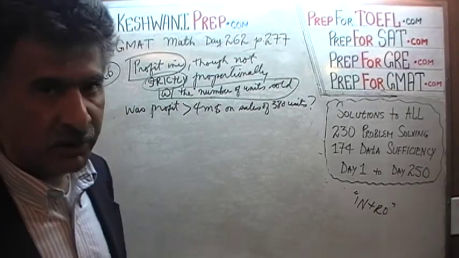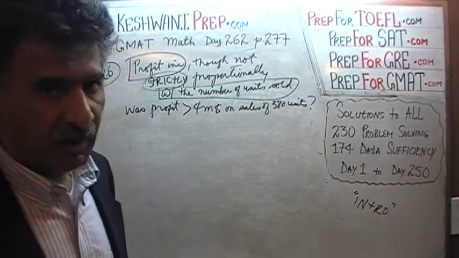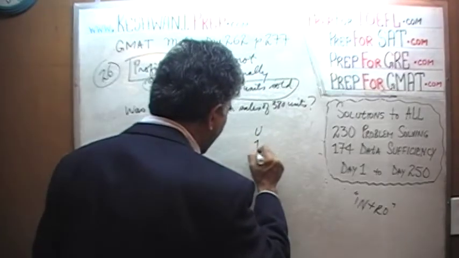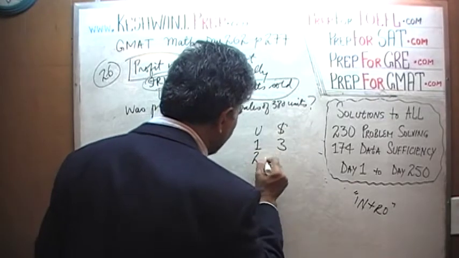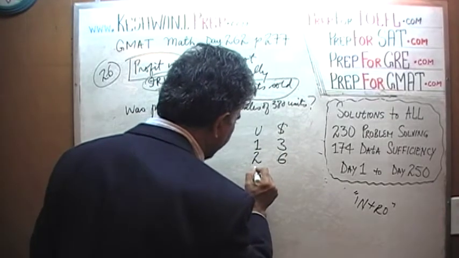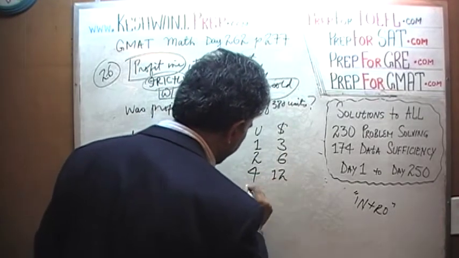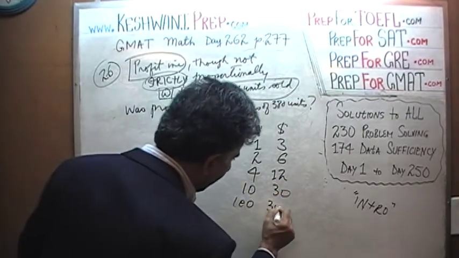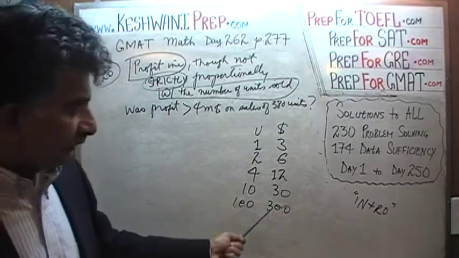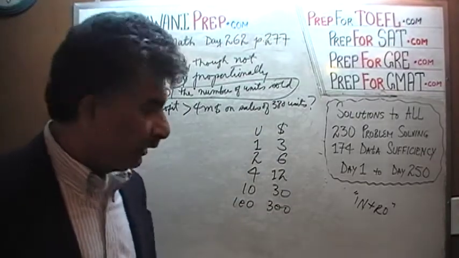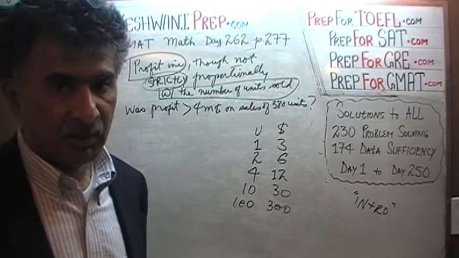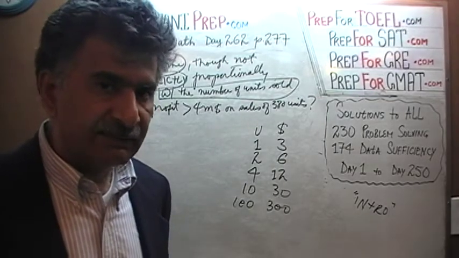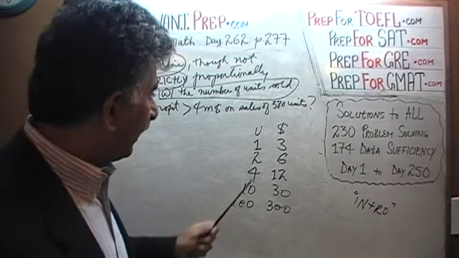Let me show you a scenario here, what it means for profit to go up strictly proportionally. For example, when we sold 1 unit, our profit was $3. When we sell 2 units, our profit is $6. When we sell 4 units, our profit is $12. When we sell 10 units, our profit is $30. When we sell 100 units, our profit is $300. Here, as you can see, each time we sell 1 unit, our profit goes up by exactly the same amount of money. Our profit goes up in the exact same increments. They have ruled out this scenario.